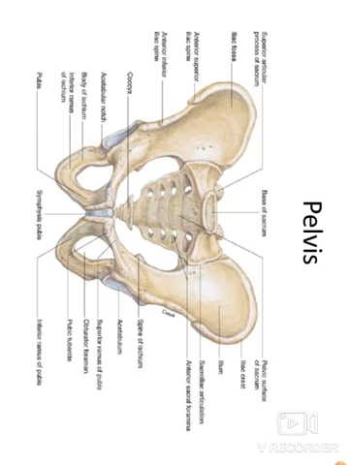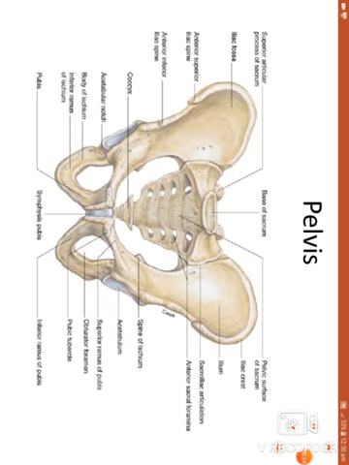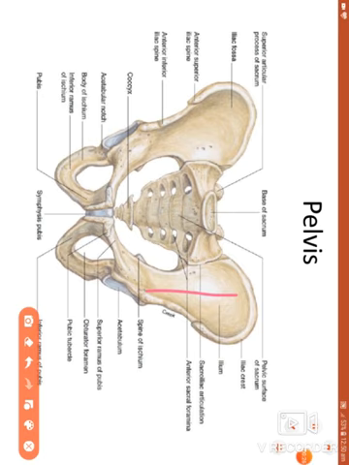Okay, we'll see the pelvis. Here these are the hip bones, with the sacrum and the coccyx. The part of the hip bone in this region is the ilium. This region from here to here is the pubis. This part is the ischium.